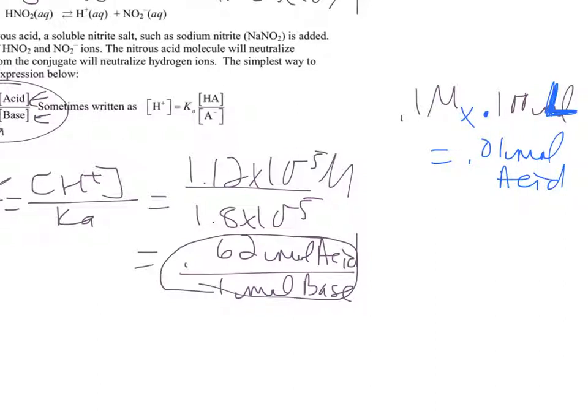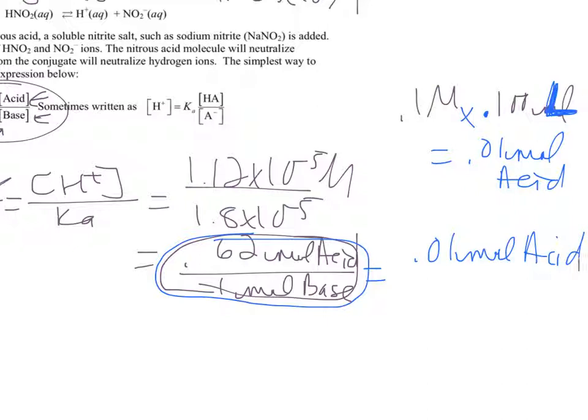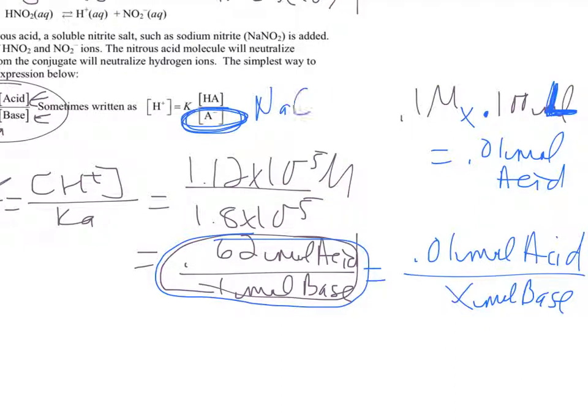So at this point, all I need to do is set this up as an equality. I know that this is the ratio that I want to get to. I also know that this is what I actually have. What I'm trying to figure out then is how much of the base do I need to add? Keeping in mind that that base is going to be that sodium acetate that will give me my acetate ion to work with. All right?